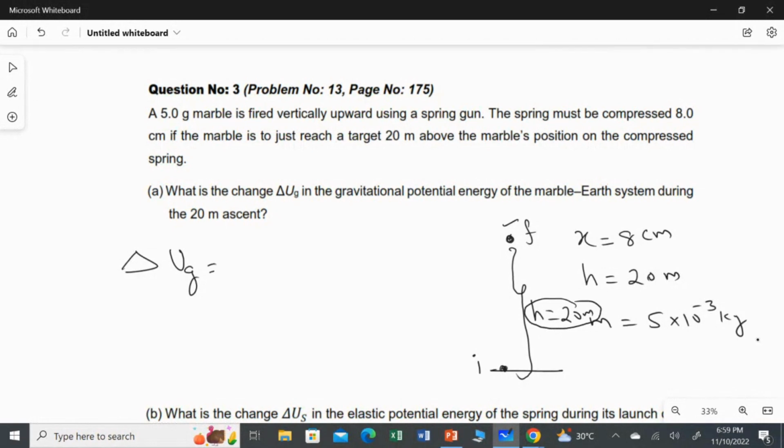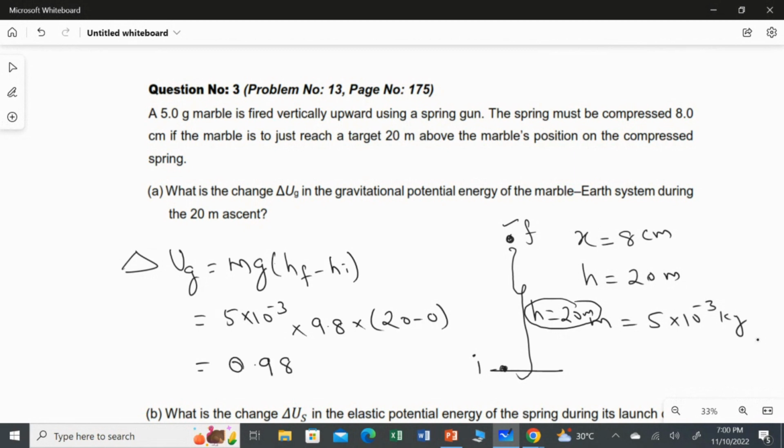So we know the rule: change in potential is equal to mg times height final minus height initial. Am I right? Height initial is 0, height final is 20 meters. If you substitute the values, the mass of the marble is 5 multiplied by 10 to the power of minus 3, multiplied by 9.8, multiplied by 20 minus 0. So I have to calculate 5 multiplied by 10 to the power of minus 3 multiplied by 9.8 multiplied by 20. I got the answer as 0.98. So what's the answer?